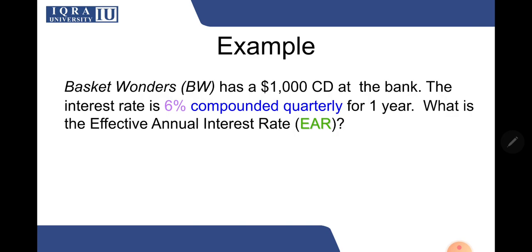Now let's look at an example. Basket Wonders has a 1000 CD at the bank. The interest rate is 6% compounded quarterly for 1 year. What is the effective annual rate? So they're asking you to calculate the effective annual rate.